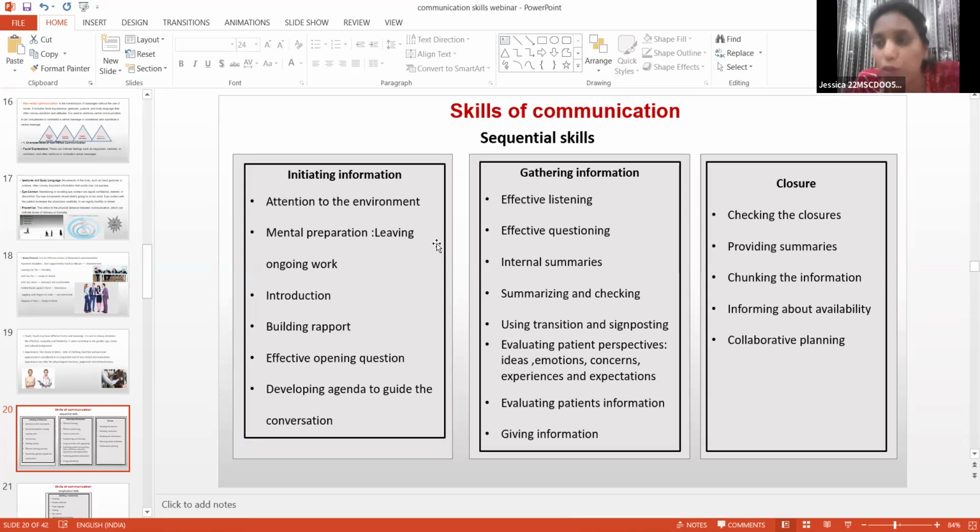Evaluating the patient's information and giving information. This is a very important part of our communication. We need to give information aptly to the patient. Again, when I was talking to a few patients, they were very much concerned. Why do homeopaths ask, do I like cold water? Do I like hot water?